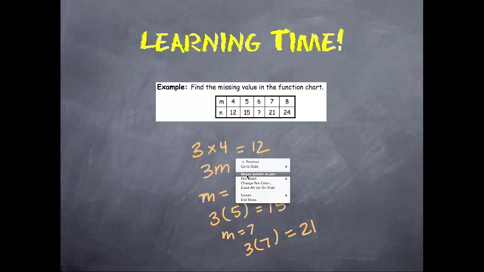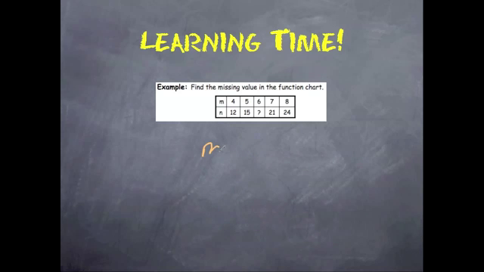So now we can try for M is equal to 6. So 3M is equal to 3 times 6, and 3 times 6 is 18. So that means that our rule is 3 times the input, and our answer for the missing value is 18. I hope that helps.